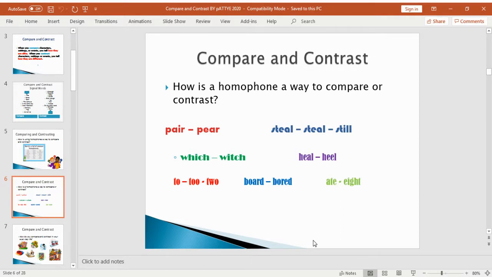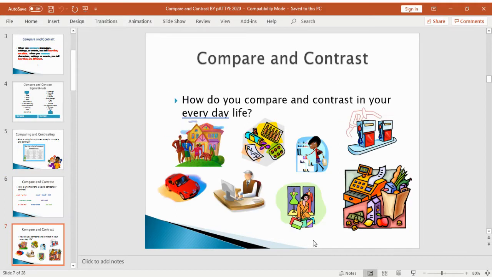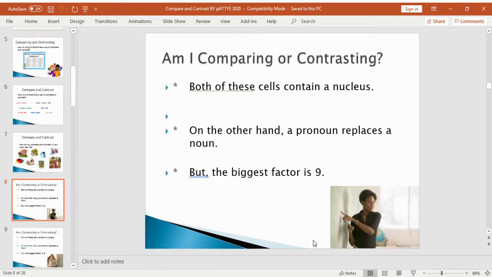So I can compare and contrast with homophones, but I can also compare and contrast in my everyday life when I'm going to the store to purchase groceries to eat, when I'm buying gasoline for my car, when I'm buying a home. I look at things that I like compared to how much I have to pay. When I'm purchasing any item from cosmetics to shoes and clothing, or even when I'm working at a job and trying to find out which insurance to purchase. So we all compare and contrast in our everyday life.